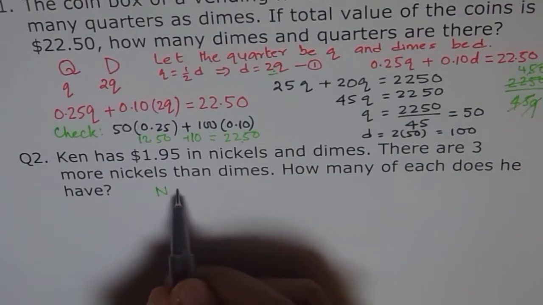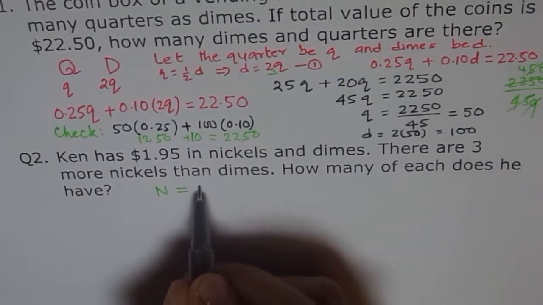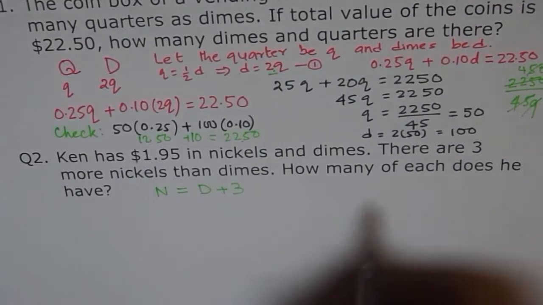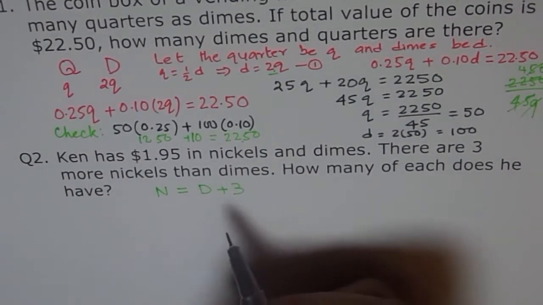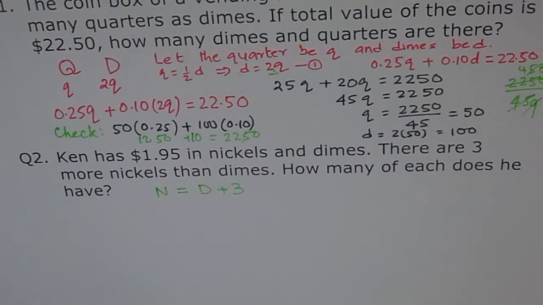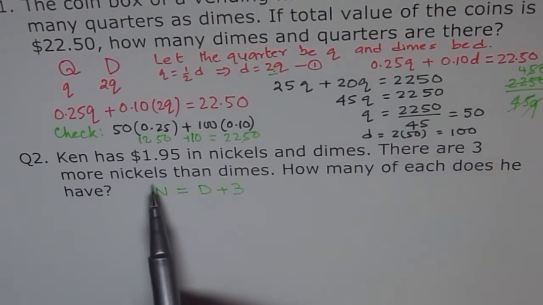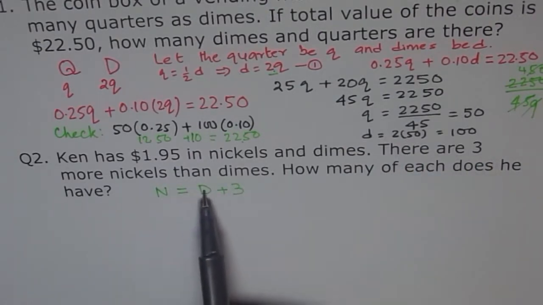So how many nickels are there? Nickels are 3 more than dimes. So nickels equals dimes plus 3. Is that okay? So this is the relation between the number of nickels and dimes. My first statement is the let statement. I'll say let the number of nickels be N and the number of dimes be D. Then there are 3 more nickels than dimes. So nickels equals dimes plus 3.